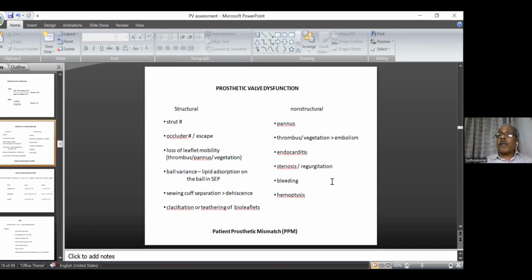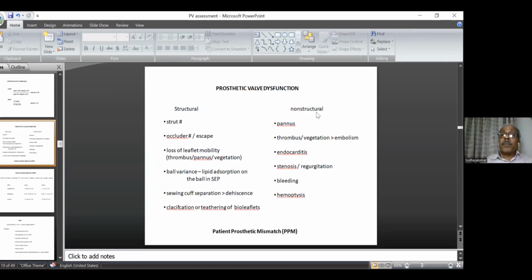Now coming to prosthetic valve dysfunction. It could be structural abnormalities and non-structural abnormalities related to the prosthetic valve material. It could be strut fracture. The occluder may get fractured, or it may escape. Loss of leaflet mobility because of something else. Ball variance in starved blood processes, that is lipid adsorption on the ball produces irregularities, nodules, all those things. Then sewing ring separation leading to dehiscence, calcification or tethering of bileaflets. These are structural abnormalities occurring in the valve apparatus.